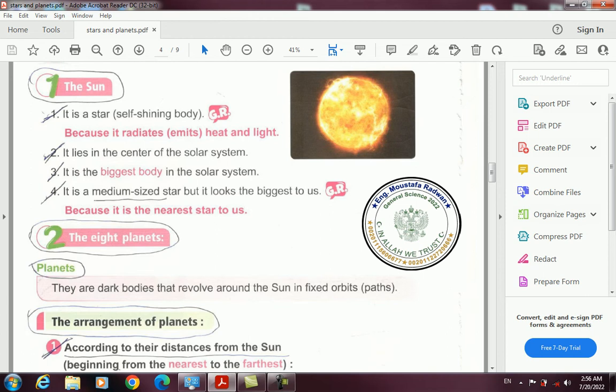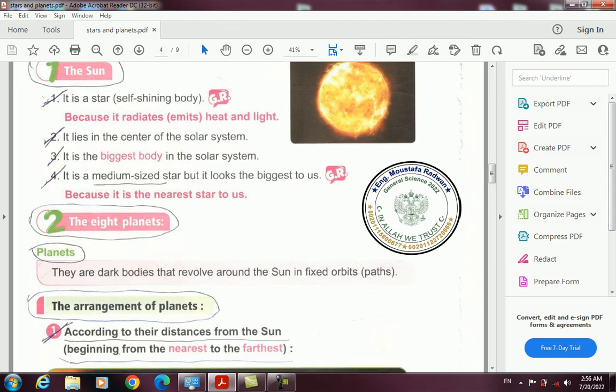The second one: it lies in the center of the solar system. Number three, it's the biggest body in the solar system. Number four, it's a medium-sized star, but it looks the biggest to us. And of course, why does this happen? Because it's the nearest star to us. If it were a little bit farther away, it would look like a pin. So this is for the sun.